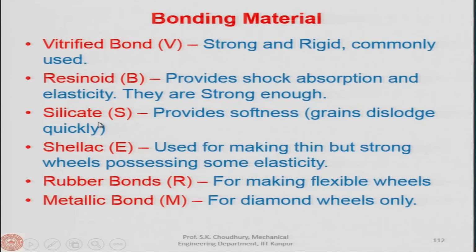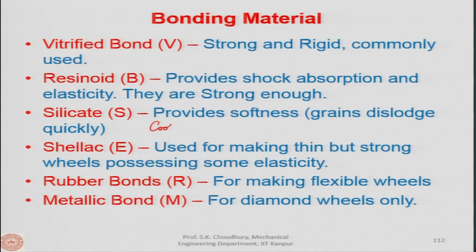Now, the silicate is a very important bonding material and very widely used in case of the grinding wheel, particularly when we need to have softness. Softness means the grinding wheel grains will dislodge quickly. That means the sharp grains will always be there, and once the sharp grains are there on the surface, I already told you that the power consumption and the force will be less. So, the temperature occurring will be less.